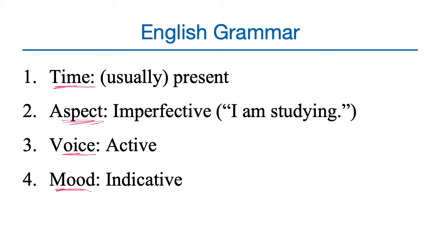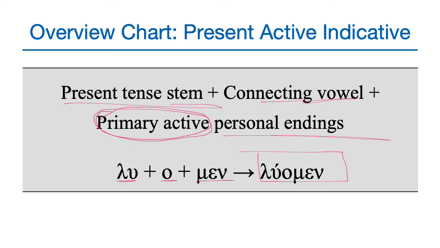Voice, present active. Active means the voice is active. The subject is performing the action of the verb. Mode, present active indicative. Indicative means the mode of reality. So this is the present time, the ongoing action, I am doing the action, and it is related to reality.